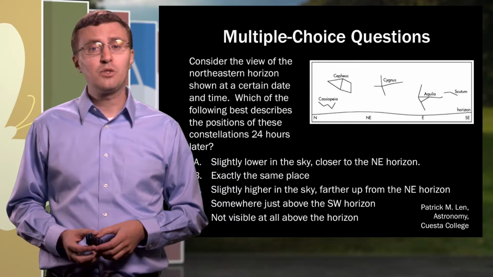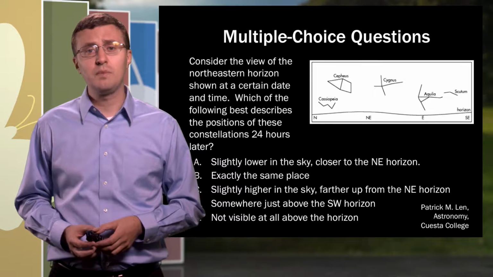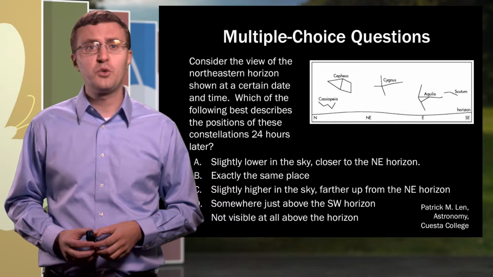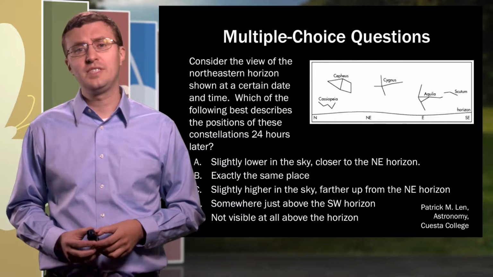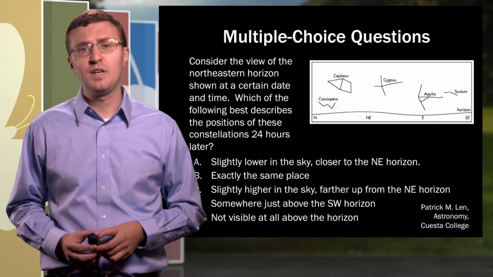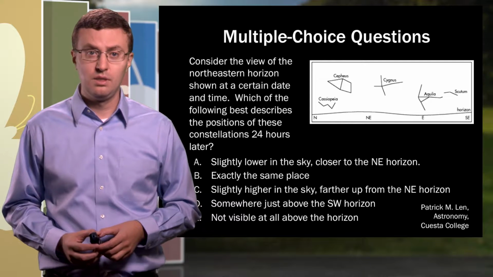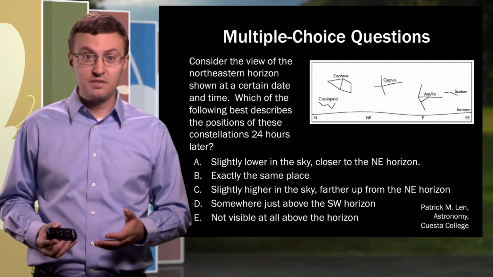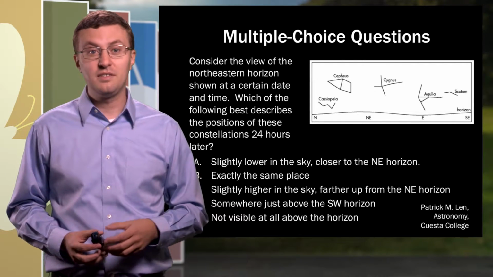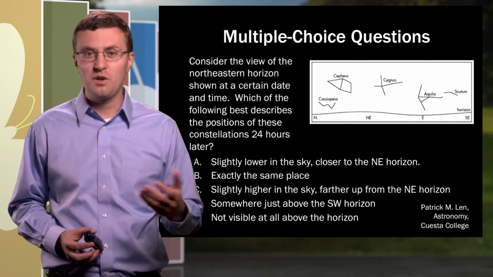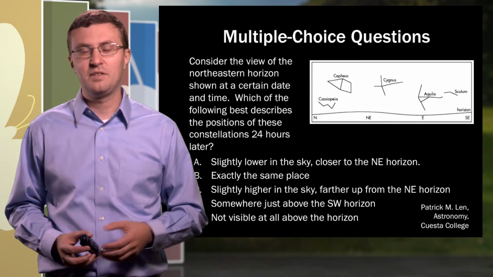Here's a question from Patrick M. Lynn. He teaches astronomy at Cuesta College. Here's the question. Consider the view of the northeastern horizon shown at a certain date and time. Which of the following best describes the positions of these constellations 24 hours later? Answer A, slightly lower in the sky, closer to the northeast horizon. Answer B, exactly the same place. Answer C, slightly higher in the sky, farther up on the northeast horizon, etc.